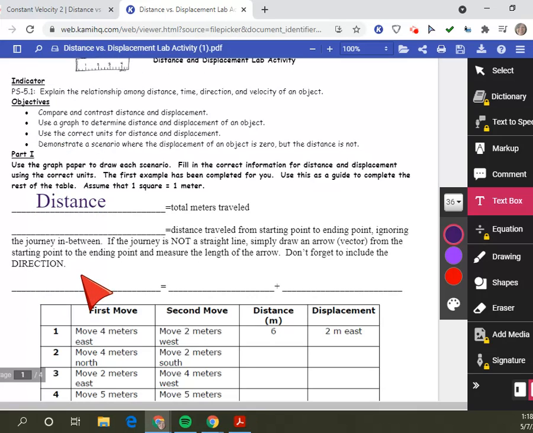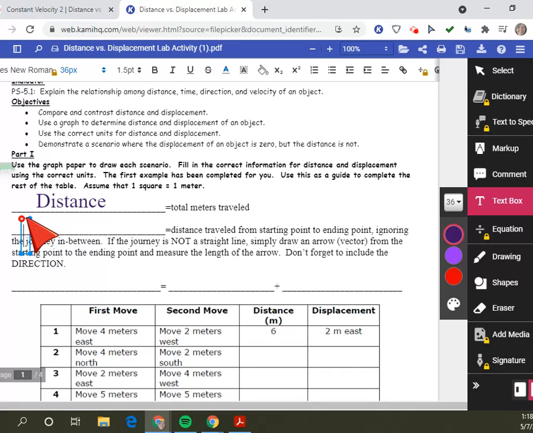And then the next definition here says distance traveled from starting point to ending point, ignoring the journey in between. If the journey is not a straight line, simply draw an arrow from the starting point to the ending point and measure the length of the arrow. So what word does that describe? Displacement, right? Let me get my box working.